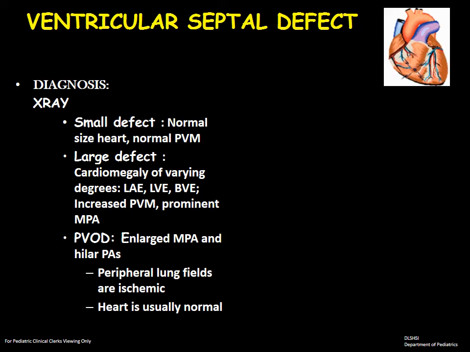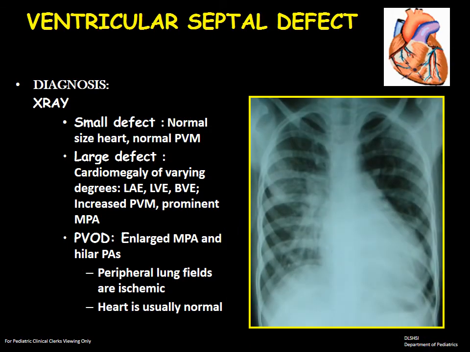Chest X-ray in small defect can be normal. In large defect, there is cardiomegaly with varying degrees of left atrial, left ventricular, or biventricular enlargement and increase in pulmonary vascular markings and a prominent main pulmonary artery. In the presence of PVOD, there is already an enlarged MPA and hilar pulmonary arteries are prominent. Your heart is already normal with peripheral lung fields that are ischemic.